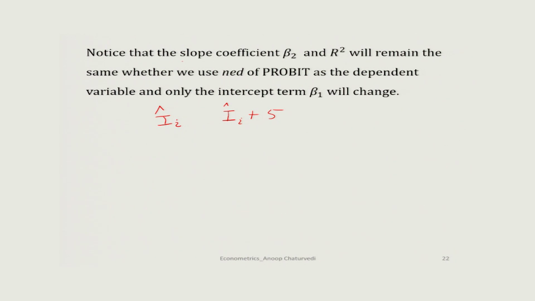So, we observe that the slope coefficient beta 2 and R square will remain the same whether we use NED or probit. In fact, you might remember the result that the slope coefficient, the regression coefficient beta 2, or R square, the square of the correlation coefficient since here you have just one variable, are unaffected by the change of origin. So, whether you are using I_i hat or I_i hat plus 5, these two will remain the same. The only difference is in the estimate of the intercept. So, this will change. It just depends upon your convenience. The only advantage with probit is that it ensures that your dependent variable becomes positive.